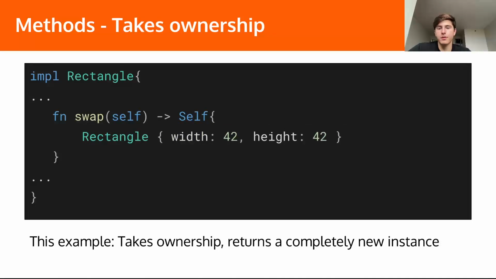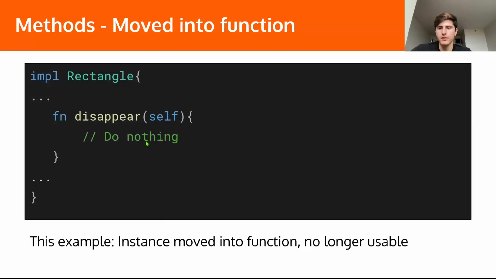Here's an example that takes ownership. It takes a rectangle, then returns a separate rectangle of width and height 42. See how we use the self keyword again, except this time in capitals, to represent the type and not just an instance of this type. So there's another example where it moves it into the function, but it does nothing. So the rectangle you called disappear on can no longer be accessed after this. It goes out of scope and it's deleted.